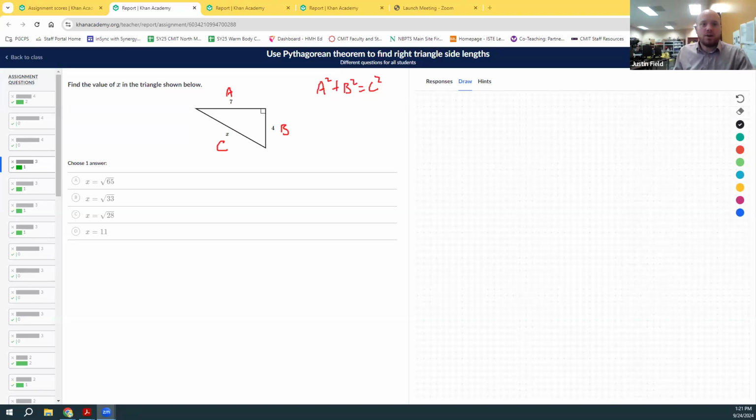Okay, let's start off with a song. This is the Pythagorean Theorem song. I just wrote it. Here's how it goes so far.